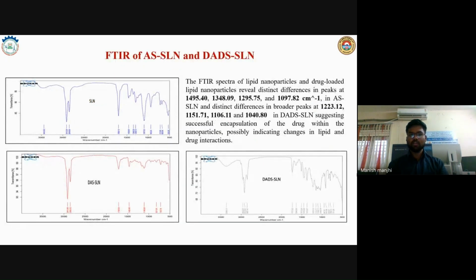This is the FTIR data of the allyl sulfide SLN and the diallyl disulfide SLN. The FTIR spectra of the lipid nanoparticles and the drug-loaded lipid nanoparticles reveal distinct differences in the peaks at 1495.40, 1348, 1295, and 1097 centimeter inverse in the allyl sulfide solid lipid nanoparticles. And there are distinct differences in the broader peaks at 1222, 1151, 1106, and 1040 in the DADS SLN, suggesting that these drugs are successfully encapsulated in the nanoparticles, as we took the solid lipid nanoparticles as a standard. So these changes in the peaks possibly indicate a change in the lipid and drug interactions.